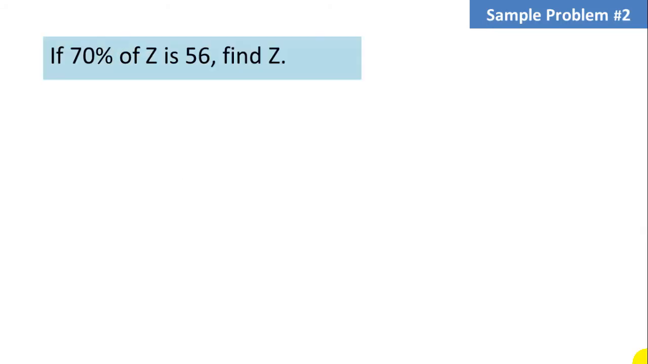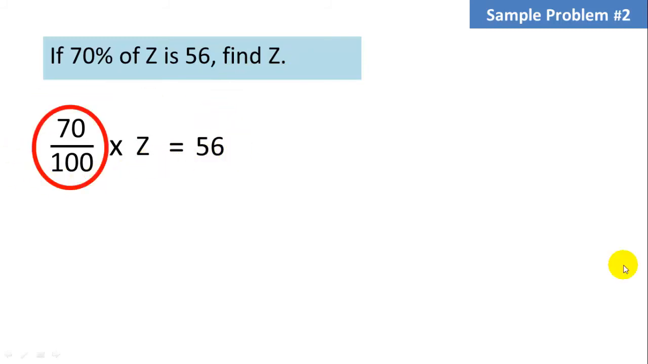Let's look at another sample problem. If 70% of z is 56, find z. Normally when we get a problem like this, what we want to do is take what we're given and write it out as an equation. So 70% means 70 over 100, right? That's the fraction version of 70%. So 70% times z, which is 70% of z, is equal to 56. And now we have to find z, which means solve this equation for z.